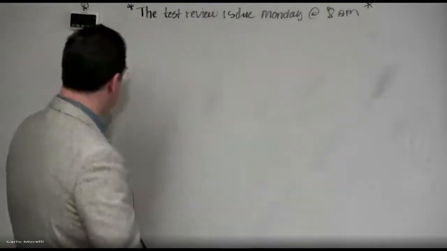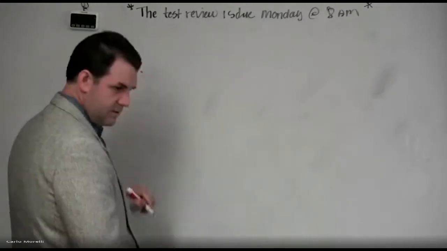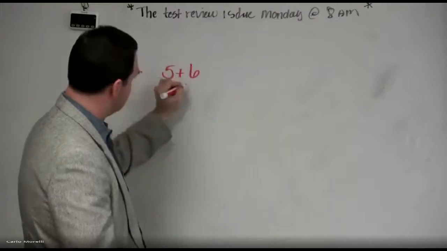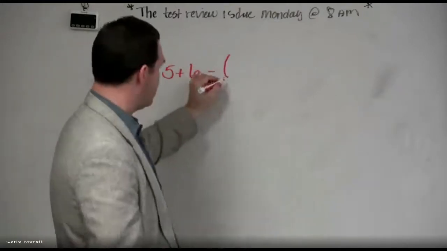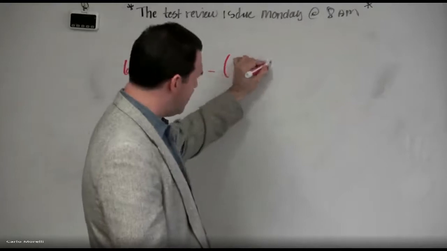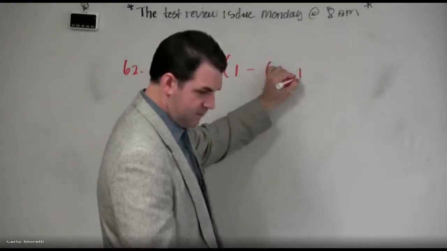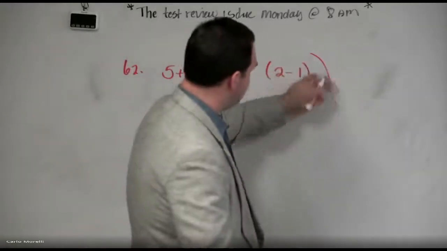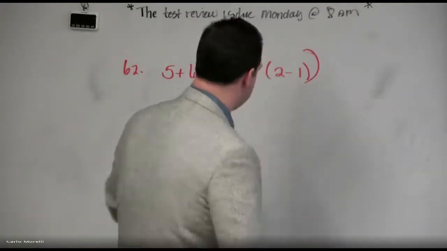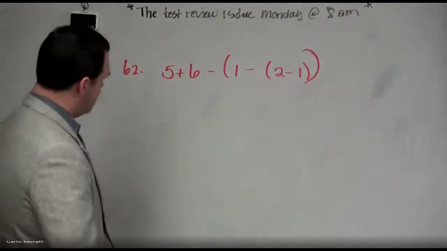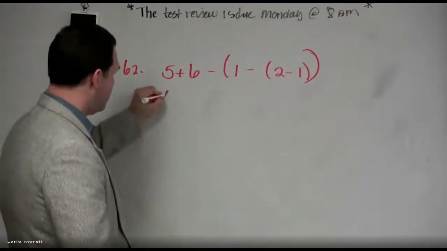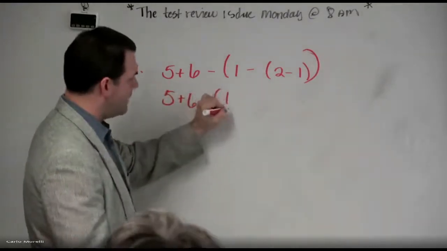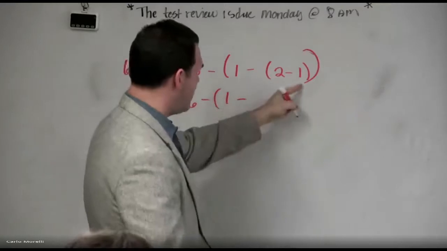All right, let's do 62. 5 plus 6 minus open parentheses 1 minus open parentheses 2 minus 1 close parentheses close parentheses. Okay, this time we won't try to do it just right. So I'm going to rewrite this: 5 plus 6 minus open parentheses 1 minus, and then 2 minus 1 is 1.